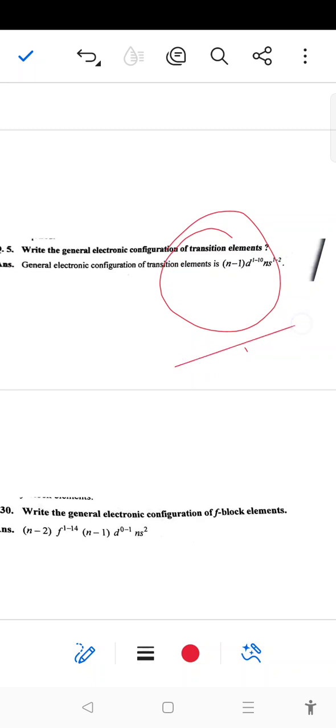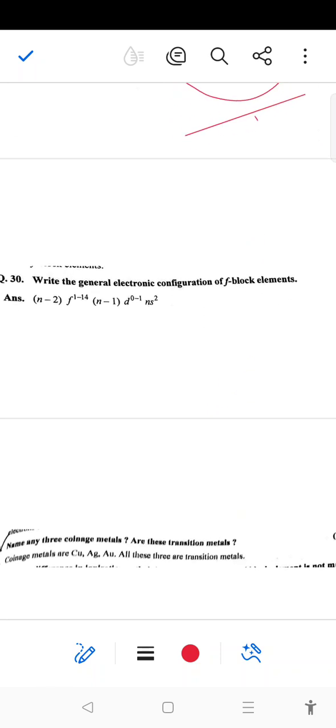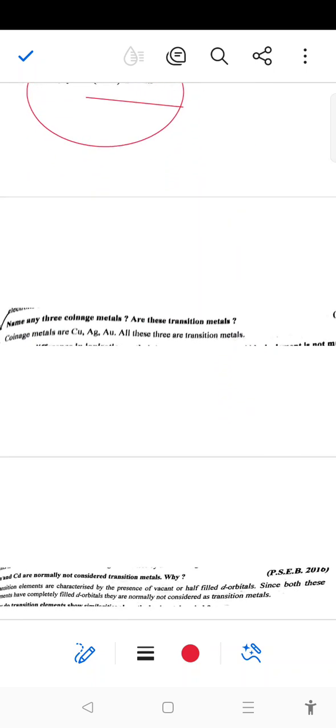1 to 2. Next, write the general electronic configuration of F block element: n-2 f 1 to 14, n-1 d 0 to 1 and ns2. ठीक है. Write any 3 coinage metals, that is copper, silver and gold. These are the 3 transition metals, coinage metals.